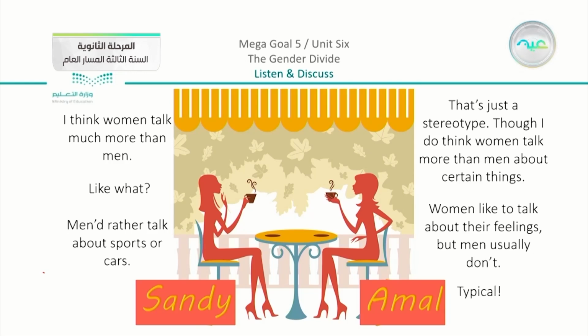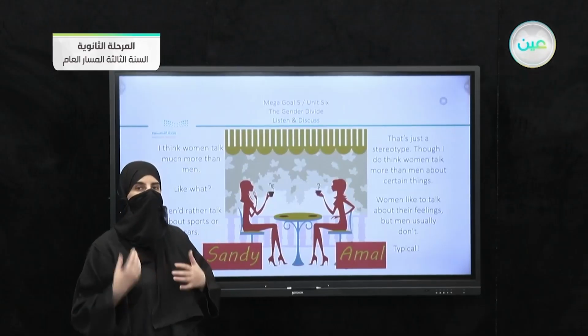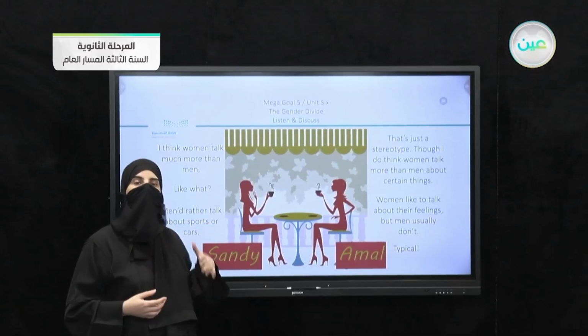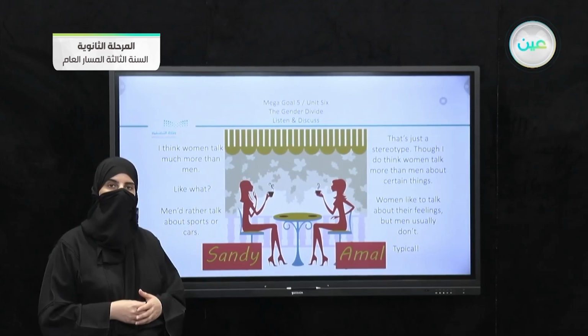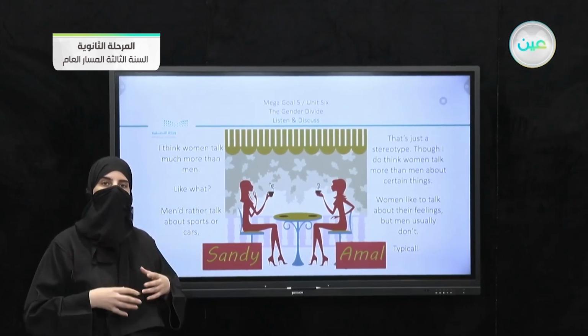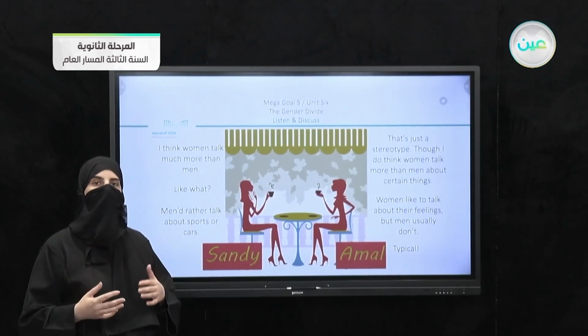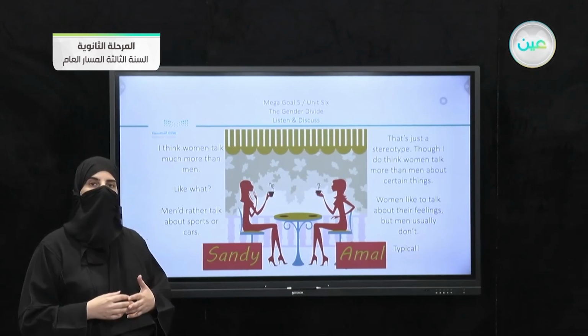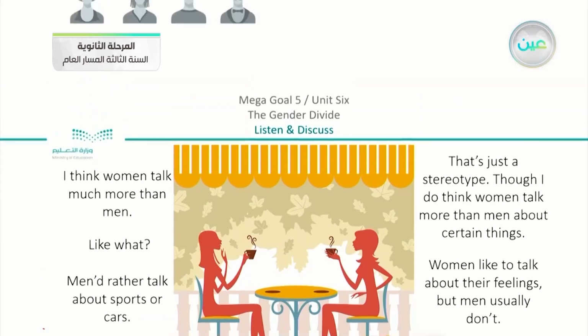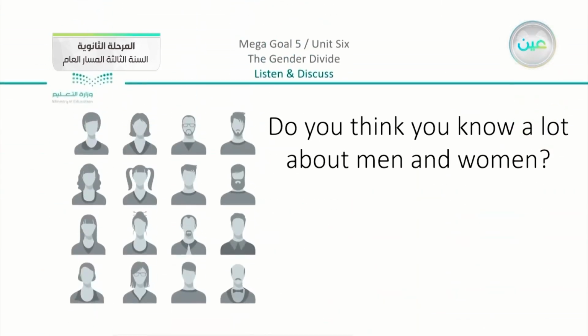Now here, Amal sees that it is very typical that men like to talk about sports or cars. This short conversation shows that there is a difference between the two types. Now we are going to go more, and throughout the unit, we are going to think about the differences. Now, do you think you know a lot about men and women?